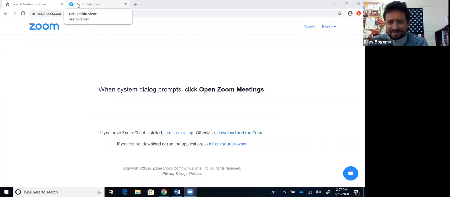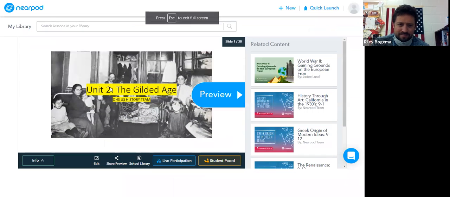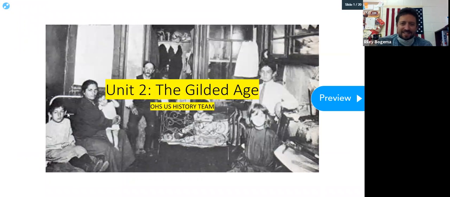We're going to go to our Nearpod. So we have Unit 2, the Gilded Age. Let's go to full screen. So the Gilded Age, what the heck is the Gilded Age?